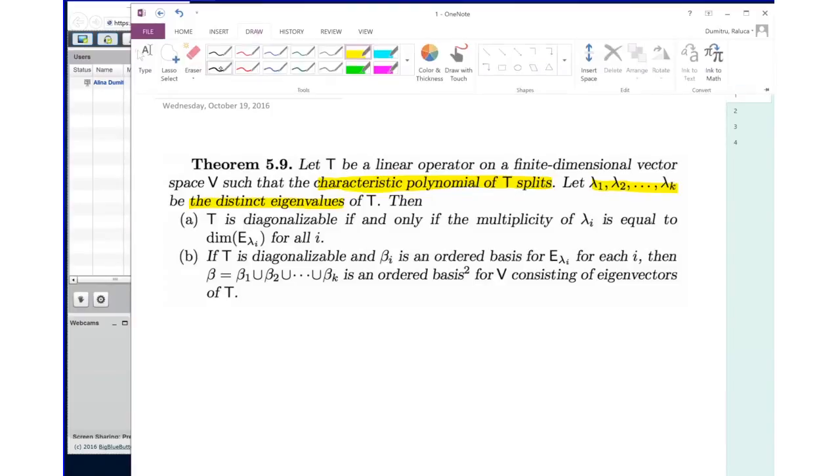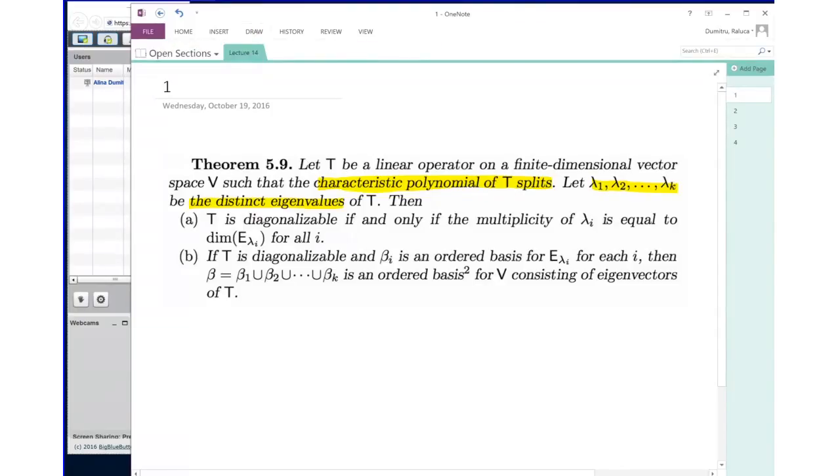That doesn't mean that V has dimension k, of course. T is defined on a finite dimensional vector space V. Let's say it has dimension n. But only k eigenvalues are distinct because they can come with multiplicities higher than 1. Let's say an eigenvalue has multiplicity 2, another one has 1, another one has 5. I'm just choosing one of each. So k will be less than or equal to n.